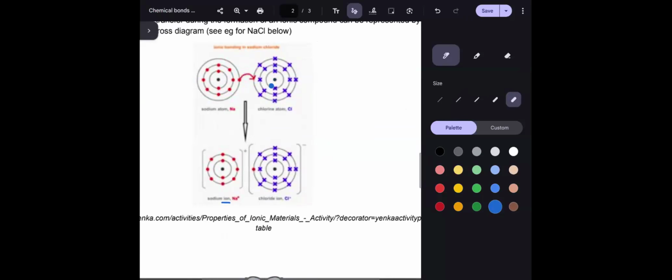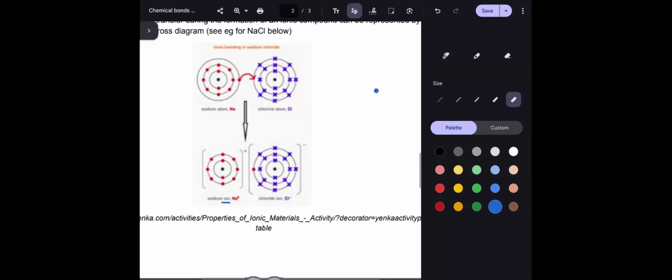Now, during ionic bonding, sodium, which is a metal, will lose its electron, and that electron will be transferred to chlorine, which is a non-metal, right? So metals lose electrons, non-metals gain electrons. And when sodium loses that one electron, it becomes positively charged and it becomes a sodium ion, right? So when metals lose electrons, they become positively charged ions. Then chlorine gains that electron, and when non-metals gain electrons, they become negatively charged ions, right?